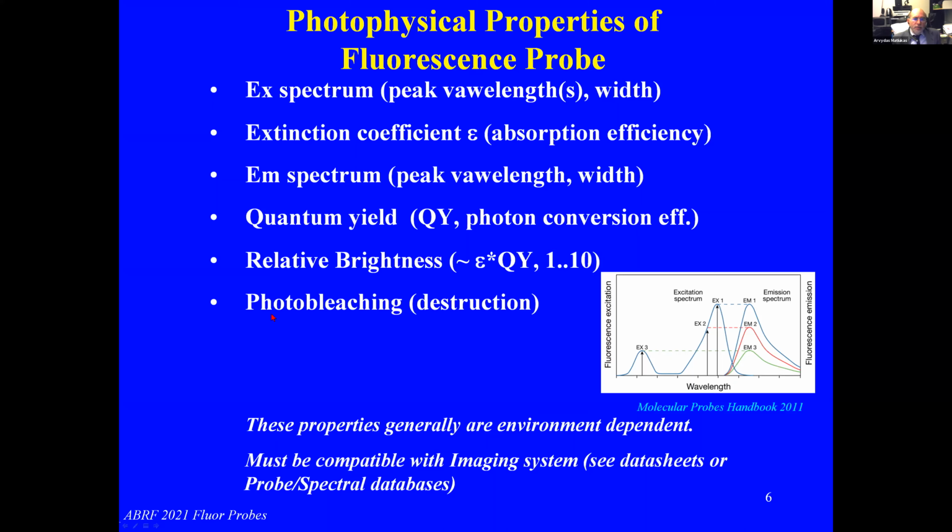And finally, photobleaching, which is a destruction of this fluorescence cycle. Here, I added an interesting picture, which shows what happens if we excite not at the peak of the excitation spectrum.